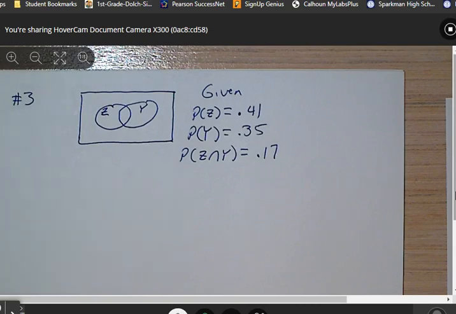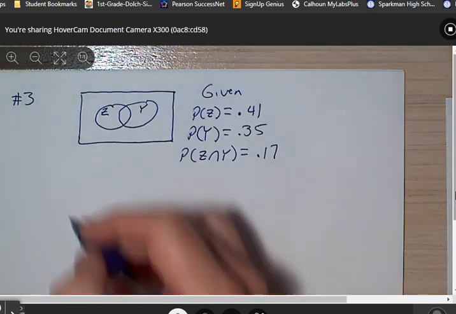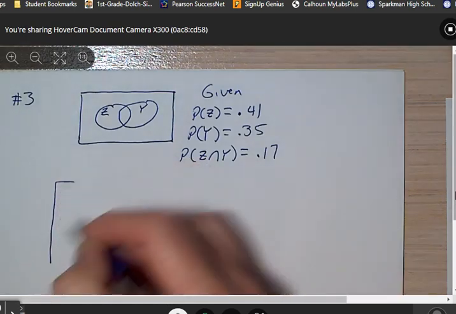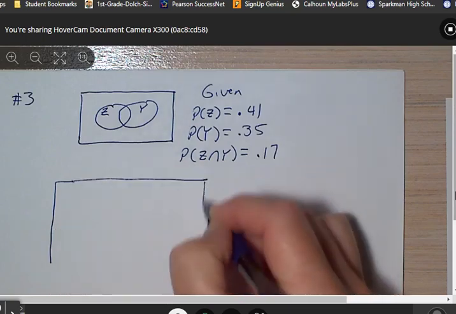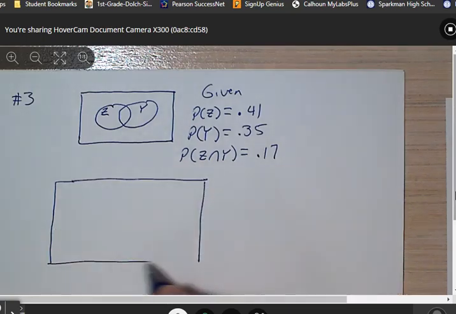Okay, so they would start you off with this. Probability of Z is 0.41. Probability of Y is 0.35. And then the probability of Z intersection Y would be 0.17. All right, so the very first thing that I would do is go back in and start filling this thing in. We'll make the circles a little bit bigger.